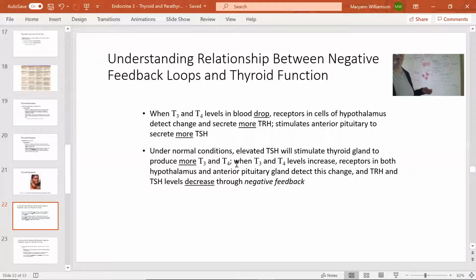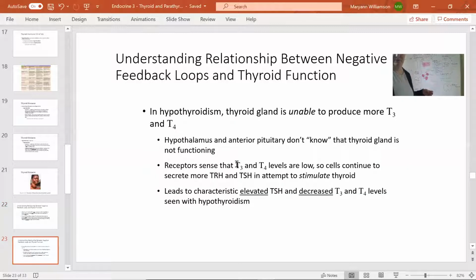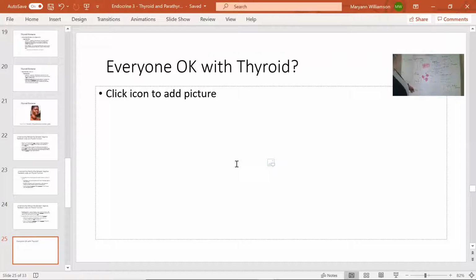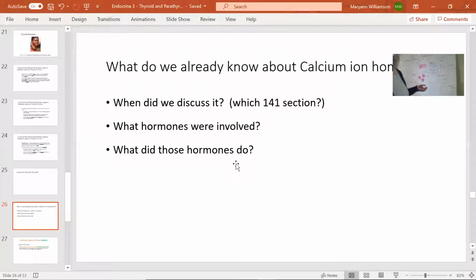Alrighty. So we talked about the negative feedback loops. So if you're unable to produce T3 and T4, you're going to have high TRH, TSH. All right. If the thyroid's artificially stimulated by the immune system, you're going to have high thyroid levels, but low thyroid stimulating, low thyroid releasing hormone. Does that make sense?